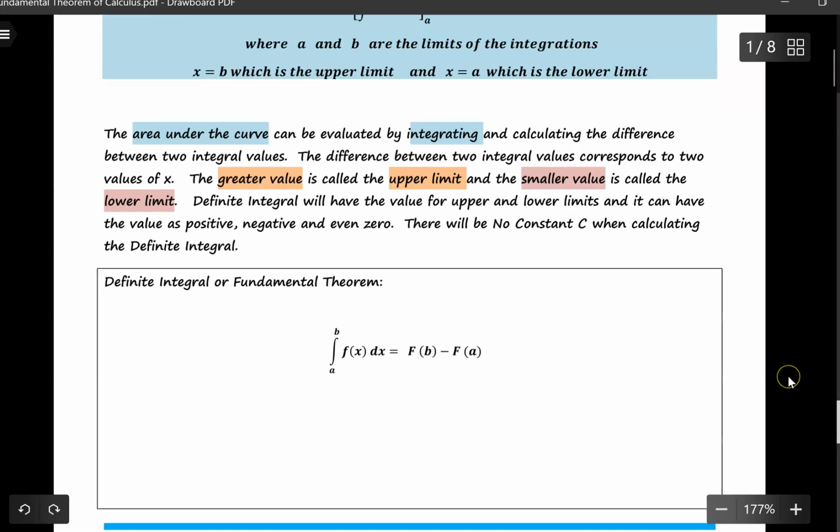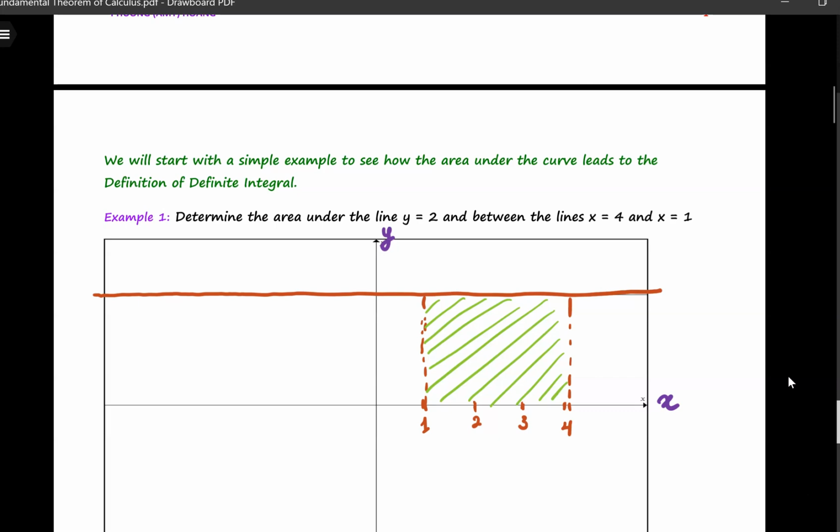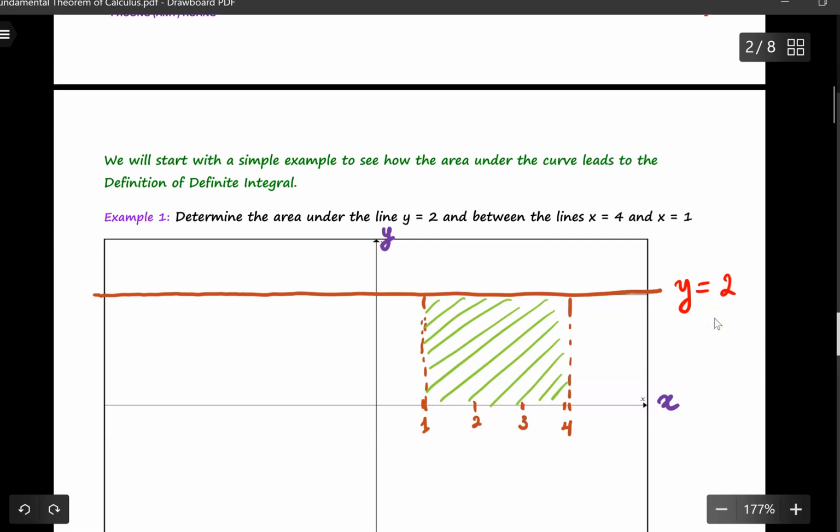Alright, so let's get started with an example. I want to start with a very simple example, where I will have the function and it's continuous at the point y equal to 2. So this function is y equal to 2, or f(x) equal to 2.